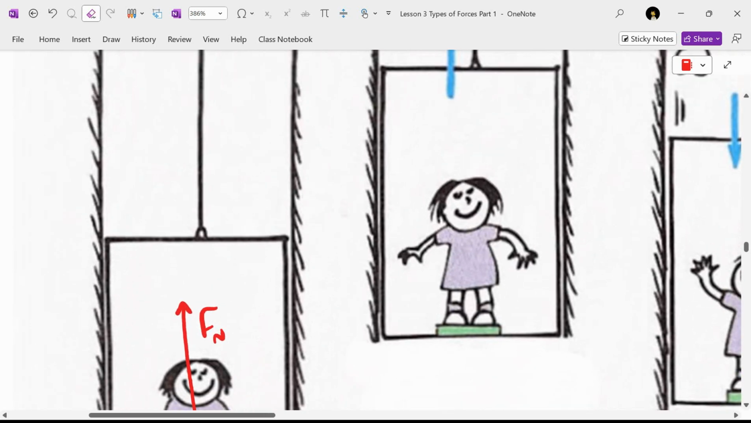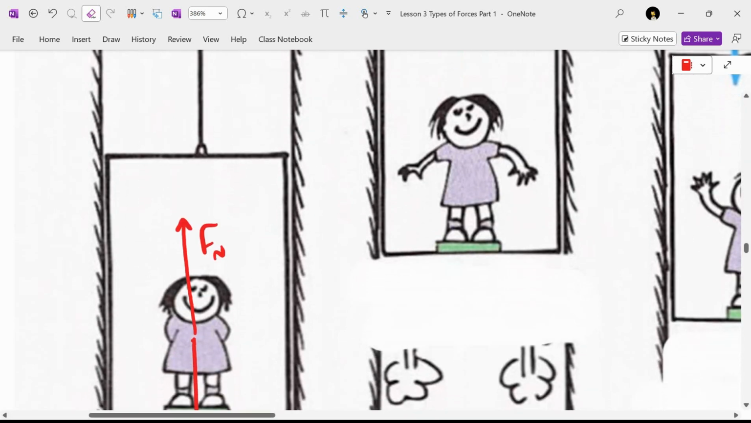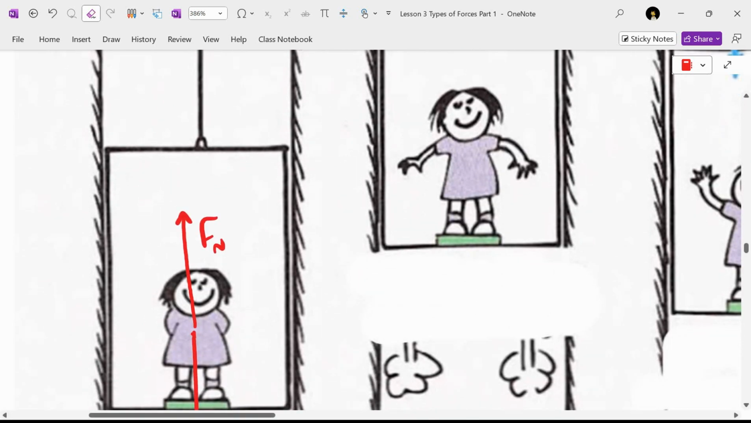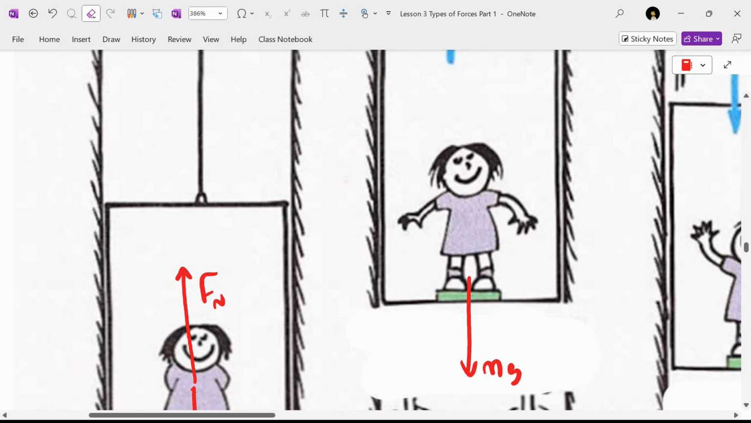Which way are we accelerating in this second picture? Up. So what are the forces acting on this girl? Get the obvious one. Which way? What else? Which way are we accelerating? Which way must there be an unbalanced force? Same answer. Which way must there be a longer arrow? Same answer. So I'm going to draw a normal force, and I'll exaggerate it, it's going to be much larger than gravity.